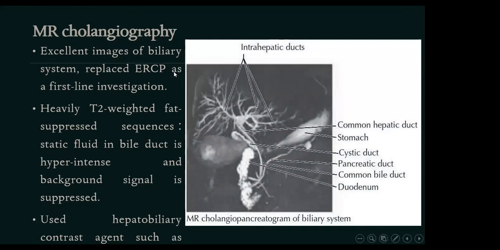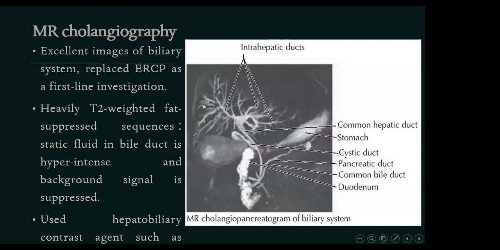The MRCP gives an excellent image of the biliary system, replacing the ERCP. It uses a heavily T2-weighted fast spin echo fat-suppressed sequence. So the static fluid will appear hyperintense on a background of signal void.